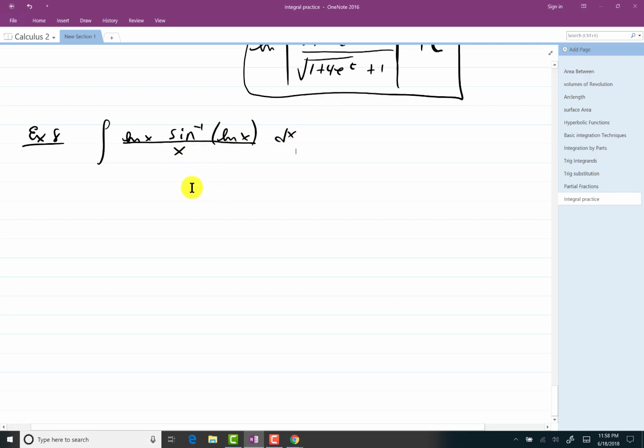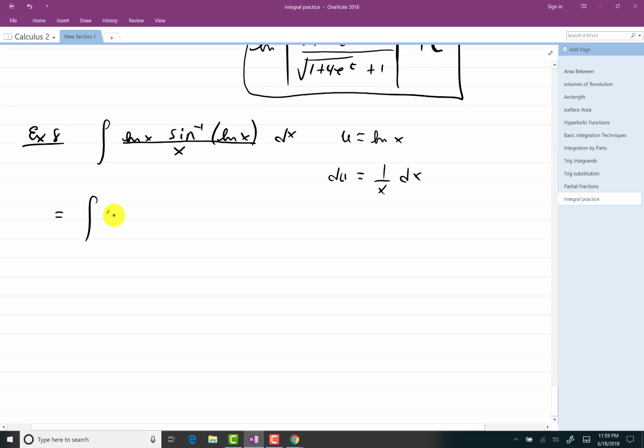This would seem fairly evident. If I let u equal ln of x, then du is 1 over x dx. So I could have a u arc sine of u du. Let's give that a shot and see what happens. At the very least, it might make life a little bit easier on us. Du equals 1 over x dx. So I am indeed correct.